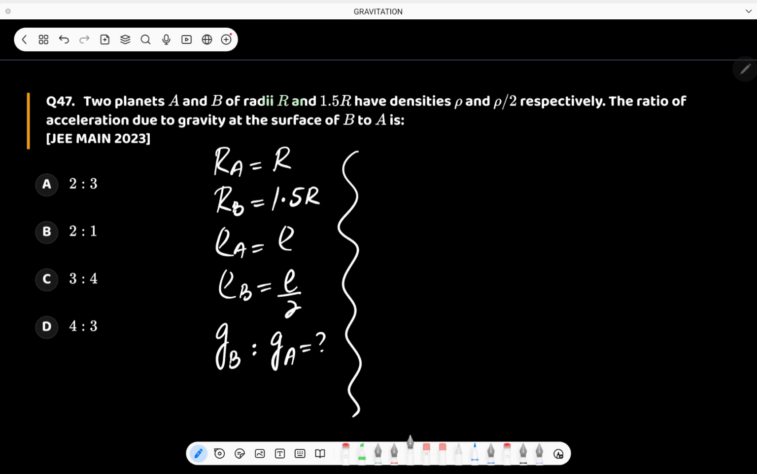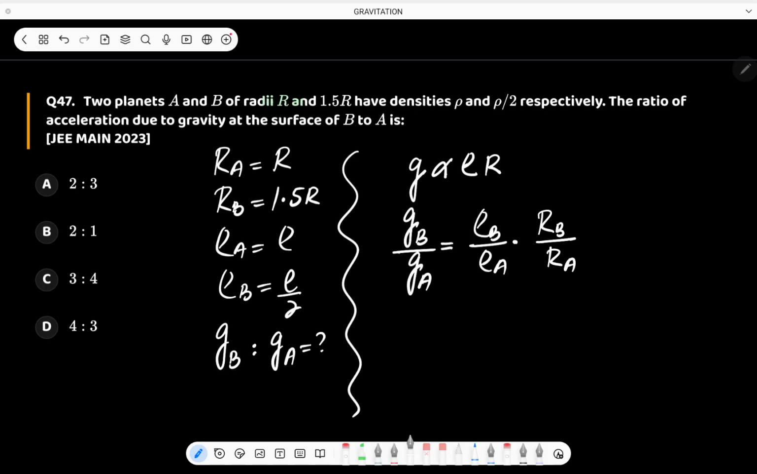The first thing you will do is that we'll write down the acceleration due to gravity in terms of rho and r. I know that acceleration due to gravity is directly proportional to rho multiplied by r. Okay, already we have discussed this in detail. That means acceleration due to gravity on planet B divided by acceleration due to gravity on planet A will be equal to something like this. It is density of planet B divided by density of planet A into radius of planet B divided by radius of planet A. Now let's try to substitute the values here.